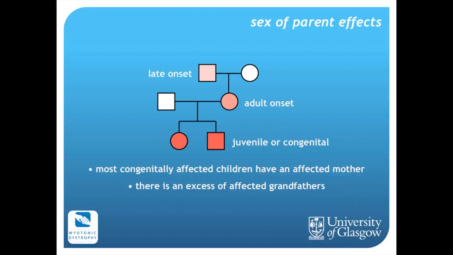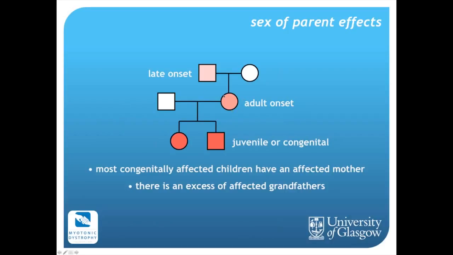Again, although the disease can be transmitted from parents of either sex, so you can inherit the disease from either your father or your mother, the absolute severity of the disease can differ depending on whether the mutation was inherited from the affected father or an affected mother. And what we know is that most of the children born in the later generations who have the severe congenital form of the disease, the majority of those have an affected mother. There are a few that have an affected father, but the majority have an affected mother.